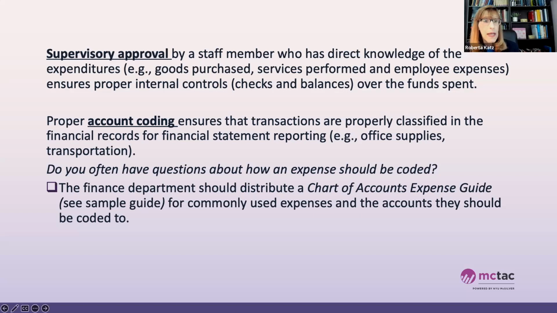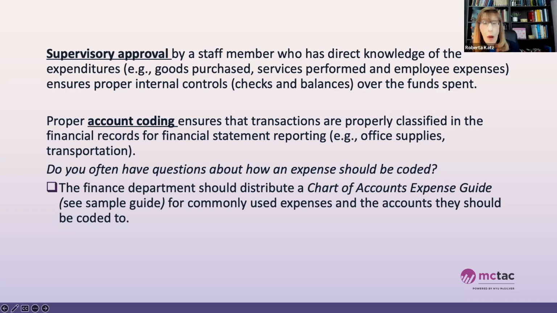The next component that I had in bold on the policy was account coding. Proper account coding ensures that transactions are properly classified in the financial records for financial statement reporting, for example, office supplies, transportation. Account coding is important because this is how the finance department classifies expenses in the financial statements. So, for example, if somebody is looking at your financial statements and wants to know how much the organization spent on office supplies, if everybody who incurred those expenses uniformly codes them to that same code, that number on the financial statement will be a meaningful number.